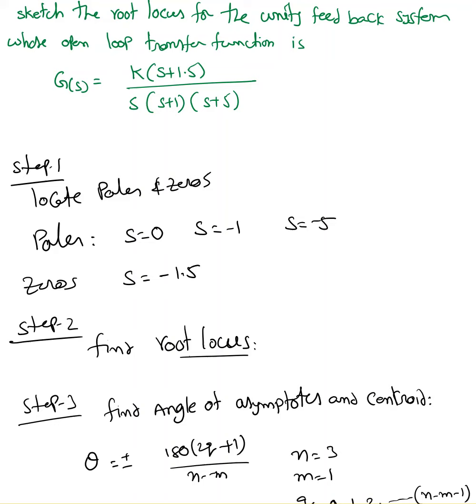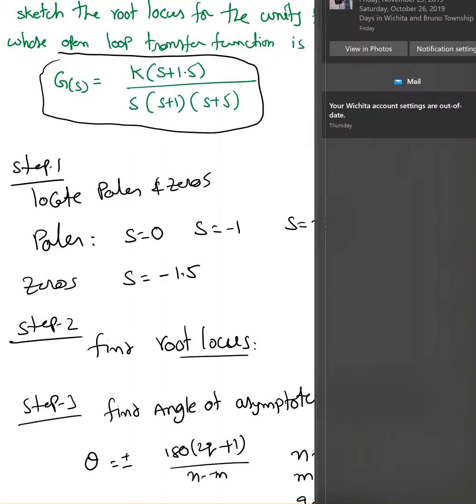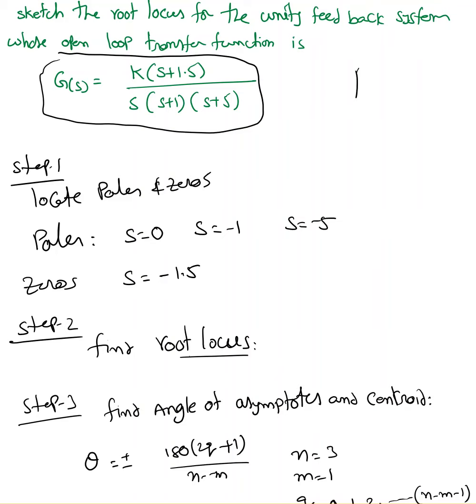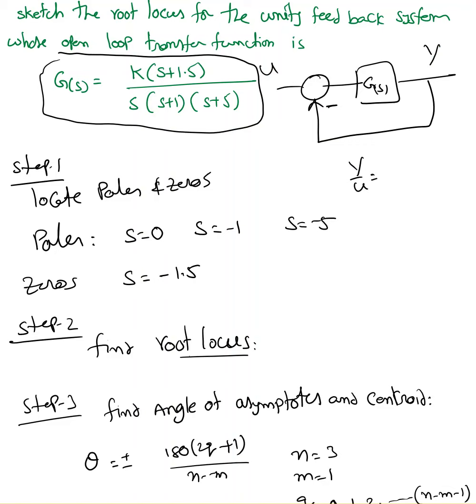Here is another example on the root locus. So here is the given open loop system, K times (s plus 1.5) by s times (s plus 1) times (s plus 5). Basically, you can see that that's G of s. This is the open loop system, with y as an output, u as an input, and it has a unity feedback. So y by u, for a unity feedback system, will have a transfer function of G of s over 1 plus G of s.